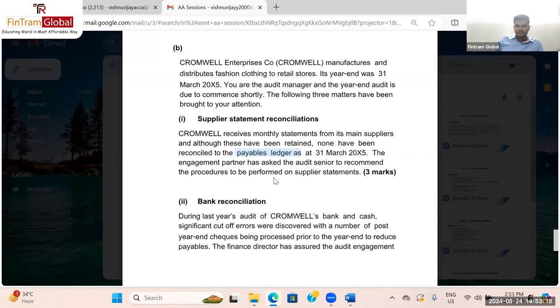What else? Maybe we can also substantiate the balance with the help of copies of invoices. Yes, for a sample of balances, we can look for supporting documentation, like the invoices, to confirm the balances. That's a detailed procedure, and we can write that to a certain extent. But other than that, think of it from a supplier statement reconciliation standpoint. What could pose a difference?